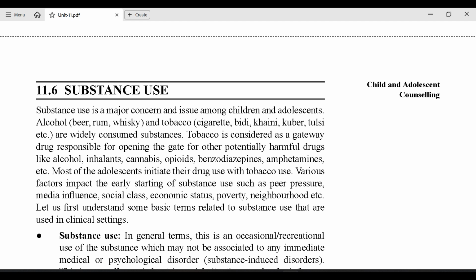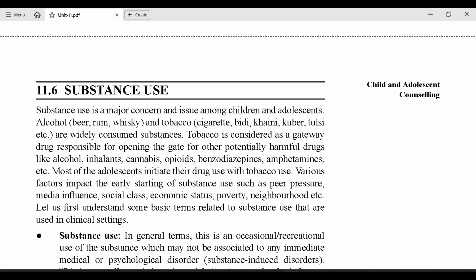11.6 Substance use. Substance use is a major concern and issue among children and adolescents. Alcohol, beer, rum, whiskey, and tobacco, cigarette, bidi, chewing tobacco, etc., are widely consumed substances. Tobacco is considered as a gateway drug responsible for opening the gate for other potentially harmful drugs like alcohol, inhalants, cannabis, opioids, benzodiazepines, amphetamines, etc. Most of the adolescents initiate their drug use with tobacco use.